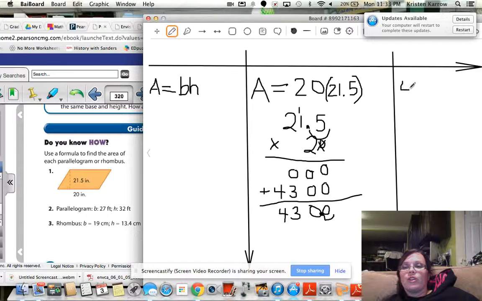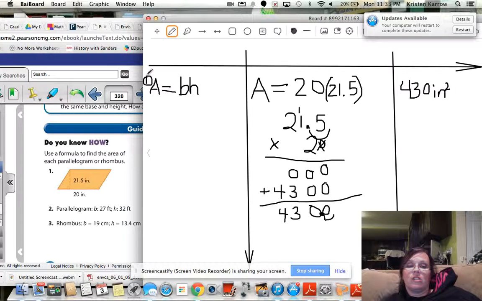So my answer over here for the area of this parallelogram is 430. I can leave the decimal, or I don't have to write it now. And I go back to see my units, and now I'm talking about inches. Since I'm finding area, it's inches squared, that little exponent. And that's what it should look like for number 1 on your 3-column notes.